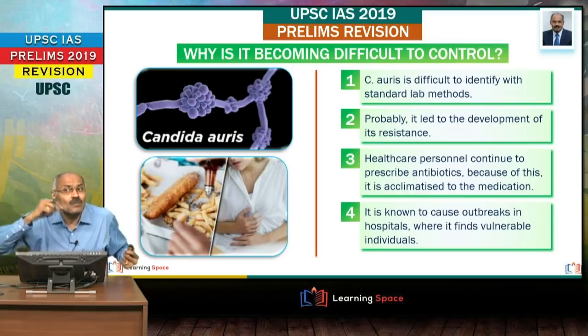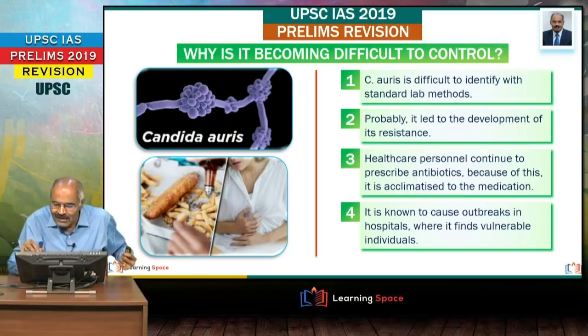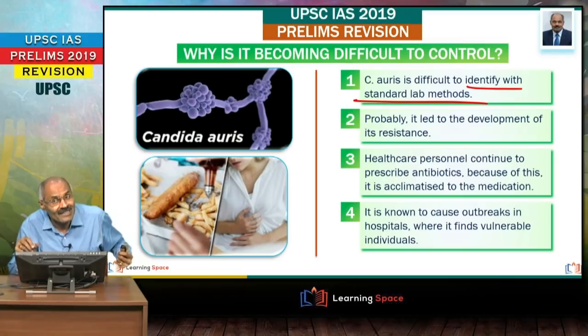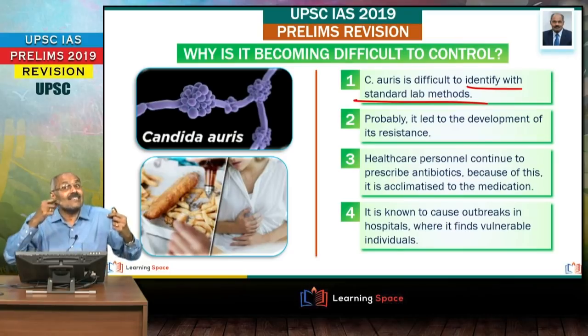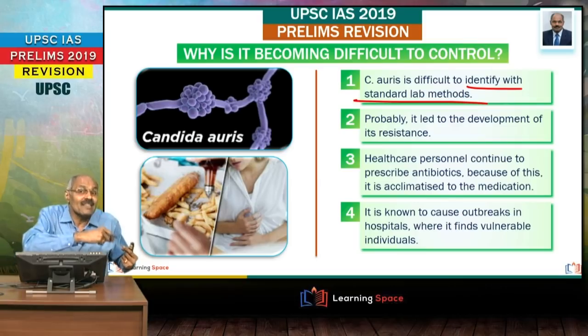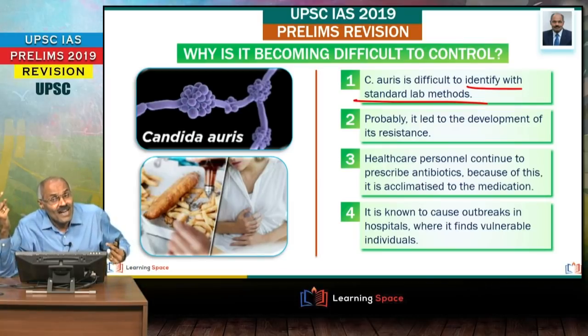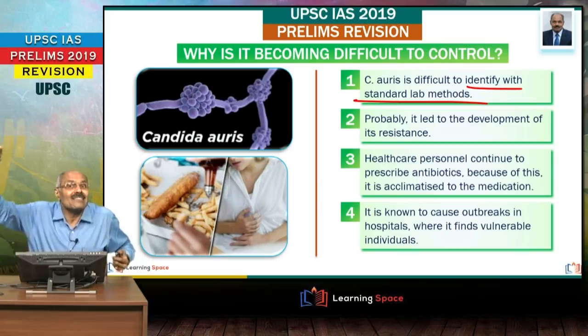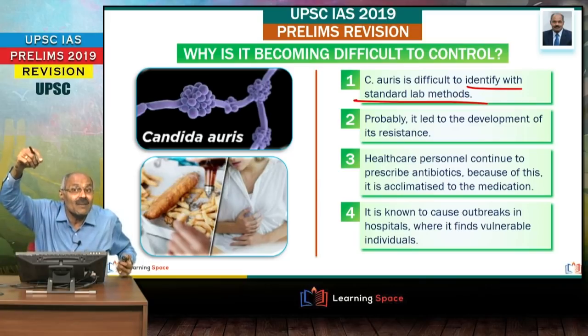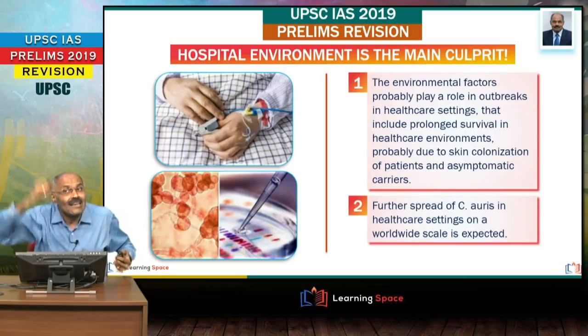And the biggest problem is it is difficult to identify with the standard laboratory methods. As it is difficult to identify through the standard laboratory methods, initially people are using some drugs, and because of that it is developing resistance. It already developed resistance to 3 antifungal drugs, right?